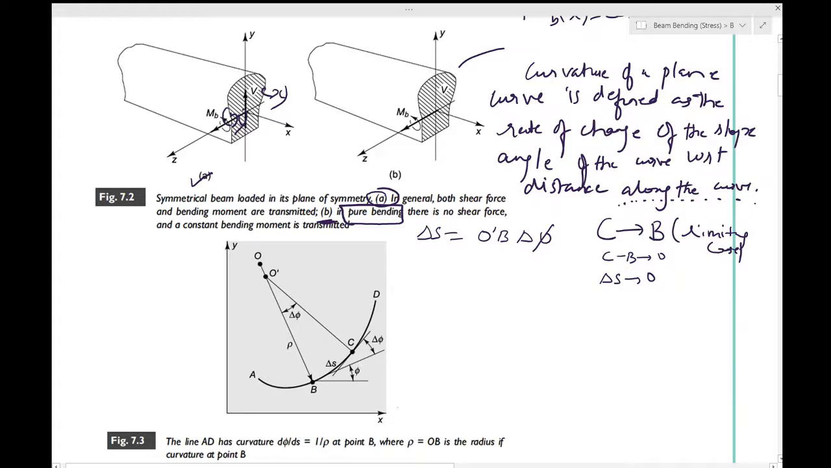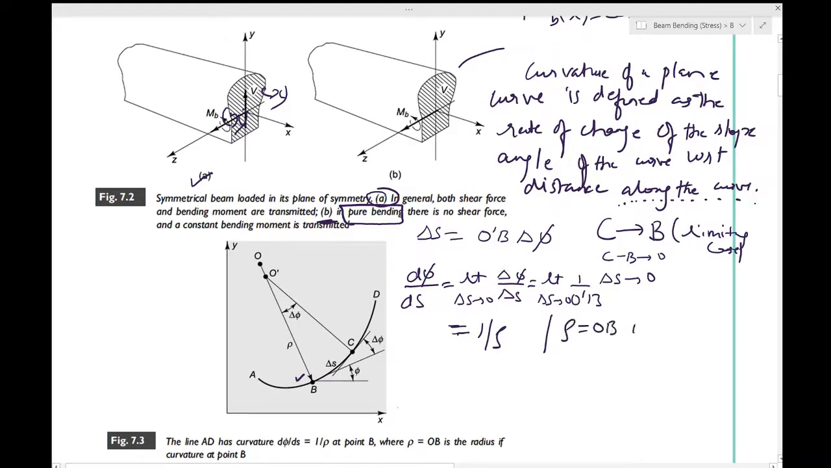Now the curvature at point B, so B was your reference point, because it was at angle phi, slope was phi. In the limiting case, you will have d phi by ds equal to the limit as delta s tends to 0 of delta phi by delta s. This is equal to the limit of 1 by O'B, and this is equal to 1 by rho. So rho equal to OB is the radius of curvature at B.